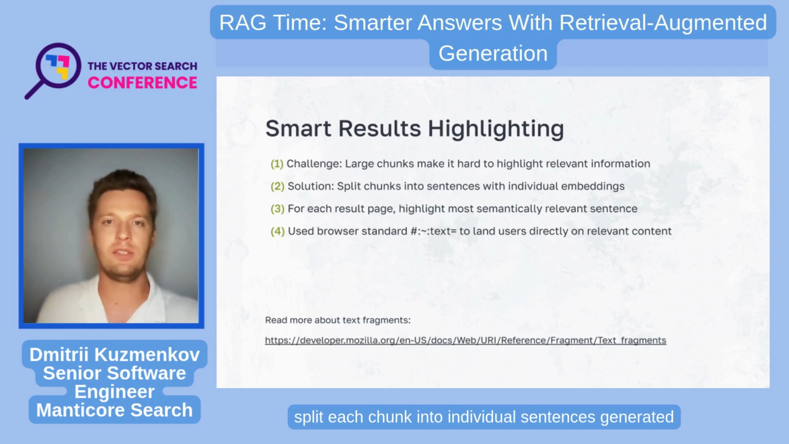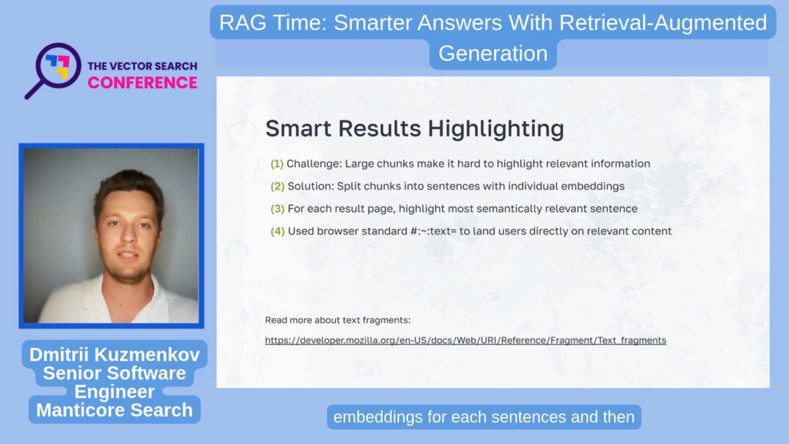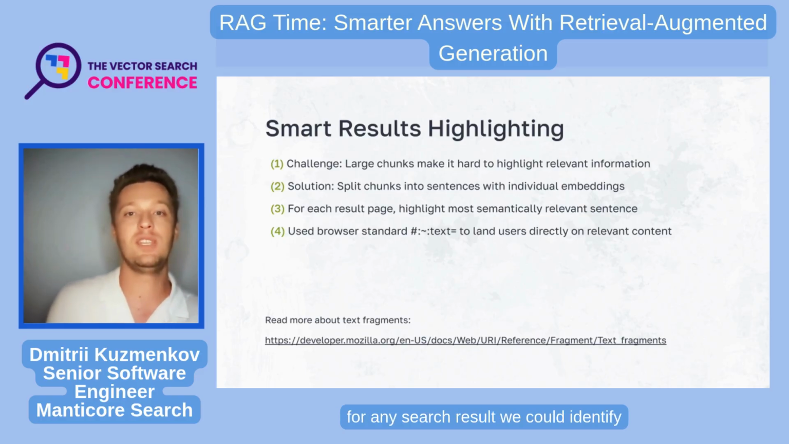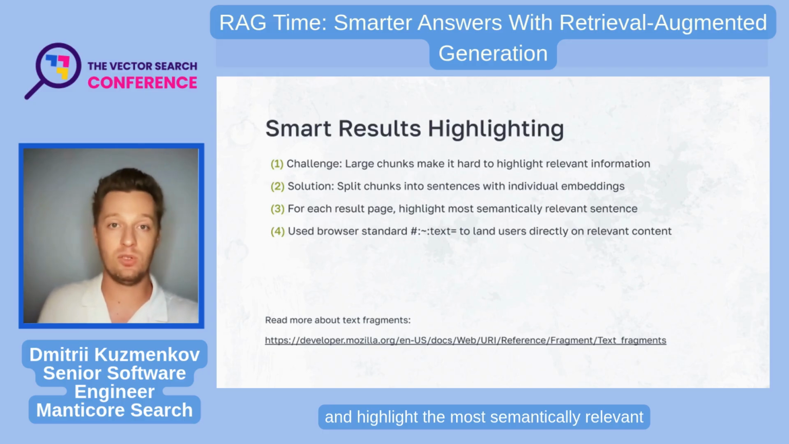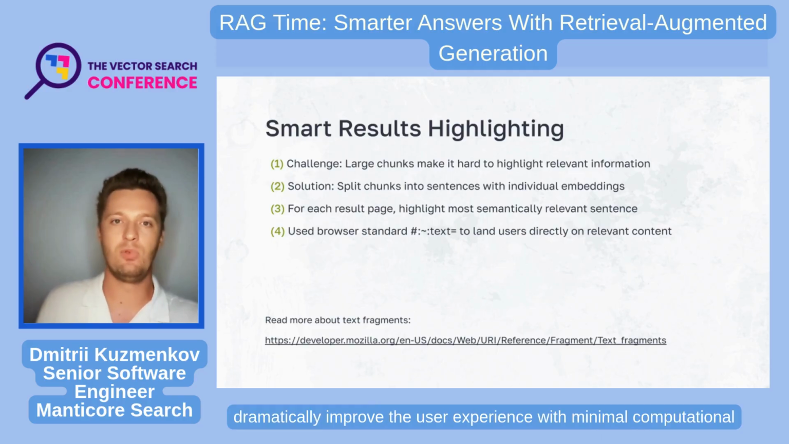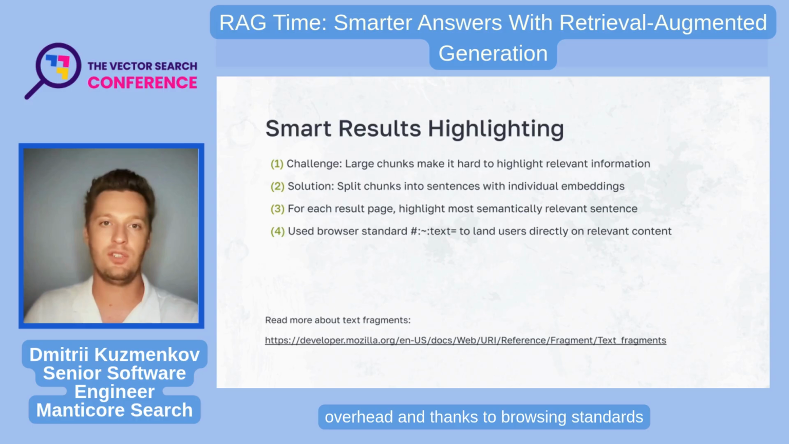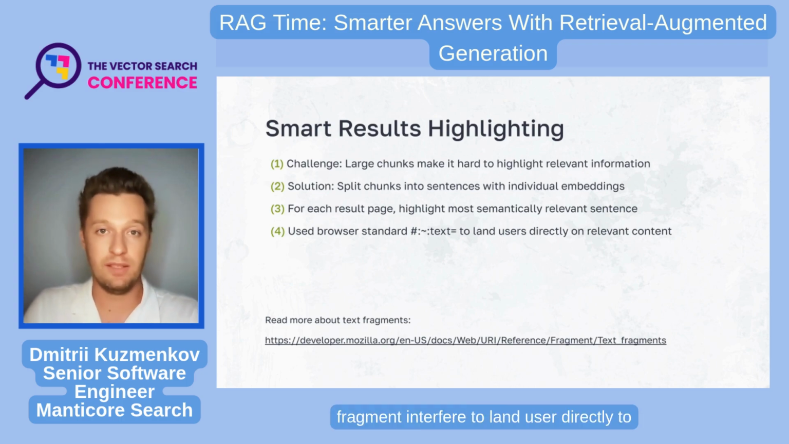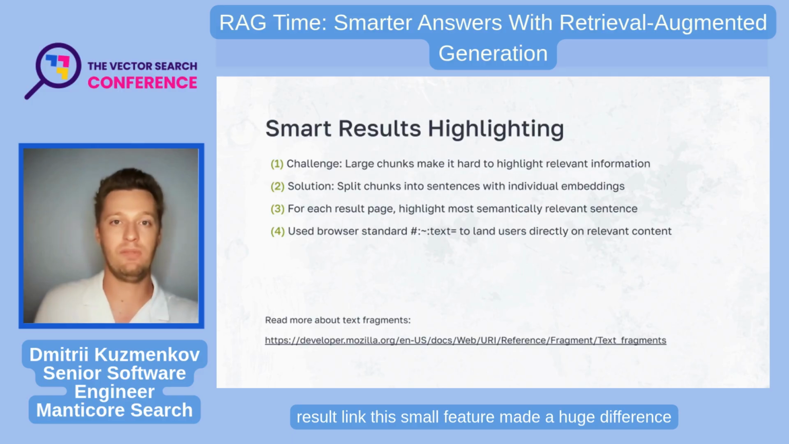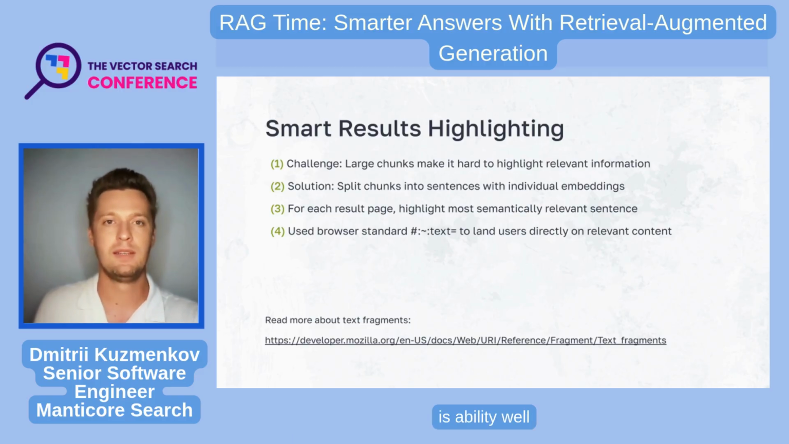We split each chunk into individual sentences, generated embeddings for each sentence, and then for any search result, we could identify and highlight the most semantically relevant sentence from that page. This dramatically improved the user experience with minimal computational overhead. And thanks to browsing standards, we could use the text equals fragment identifier to land users directly on the highlighted text when they click on a result link. This small feature made a huge difference in usability.